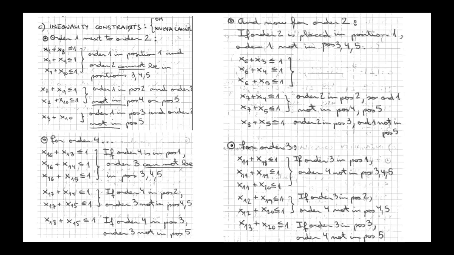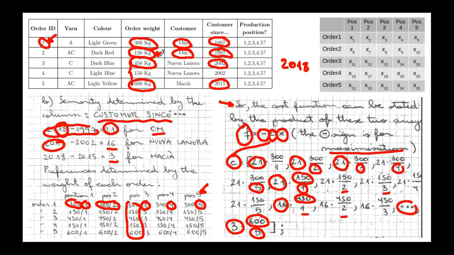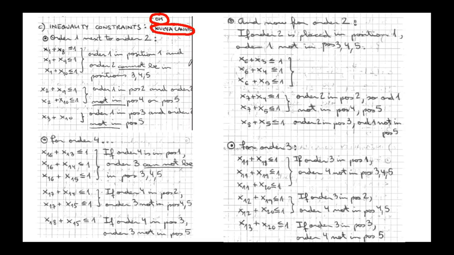Finally, what about the inequality constraints? You remember? All the orders that belong to this customer must be assigned together. The same goes for the second customer. If you have a look at the original table, position 1 and 2 belong to the same customer, and 3 and 4 belong to another customer. So they must be produced one after the other in a pack.